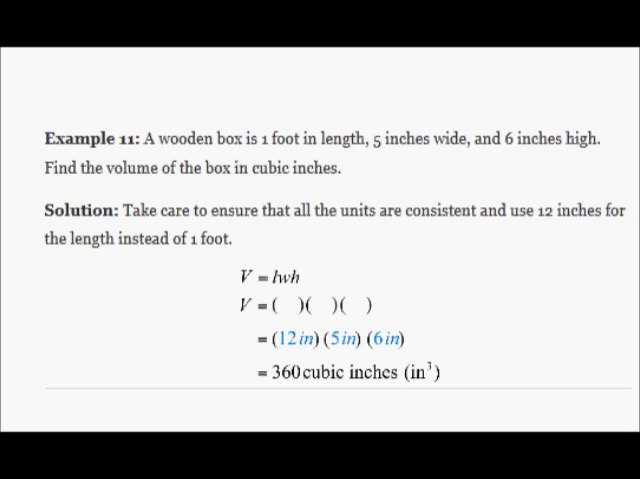So volume equals length times width times height equals 12 inches times 5 inches times 6 inches. 12 times 5 is 60. 60 times 6 is 360. So our answer is 360 cubic inches.